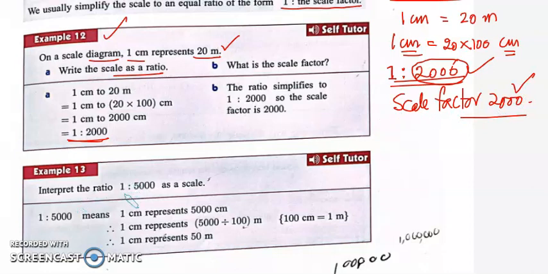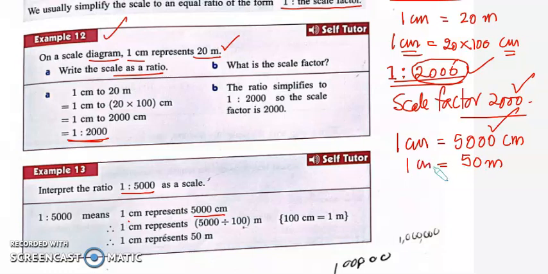Interpret the ratio as a scale. 1:5000 means 1 centimeter represents 5000 centimeters. The unit has to be the same, as you know. So 1 centimeter has to be equal to 5000 centimeters, and 5000 centimeters, if you divide this number by 100, will be 50 meters. So 1 centimeter is equal to 50 meters.